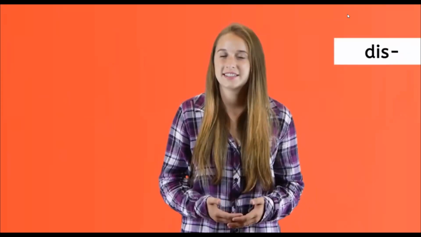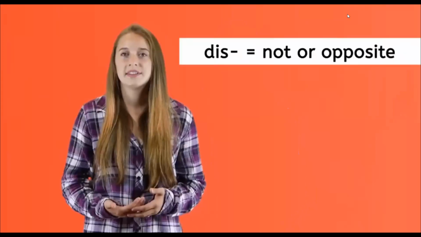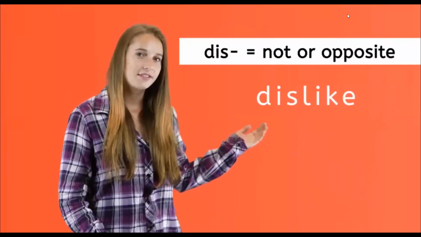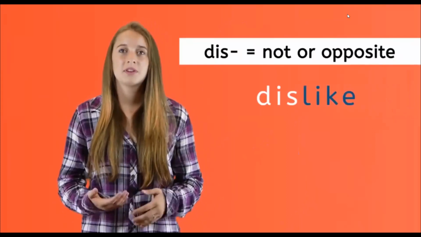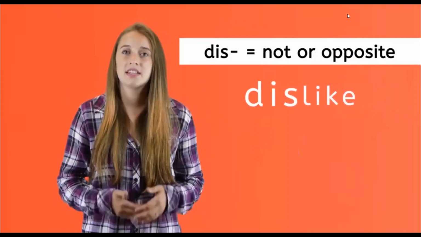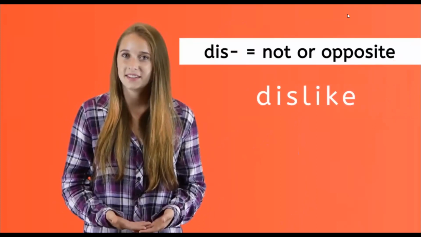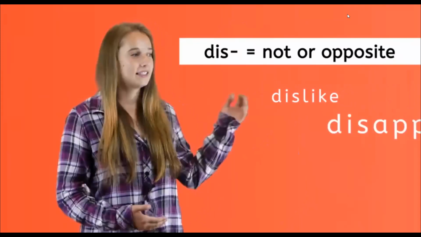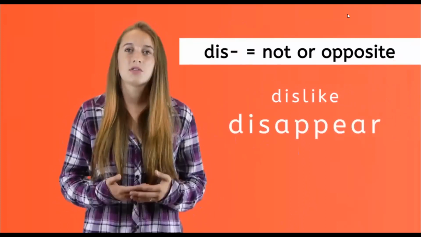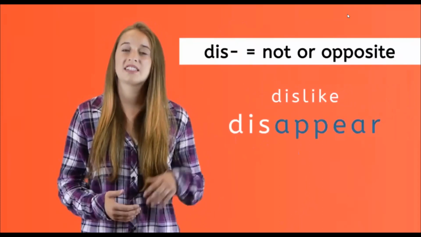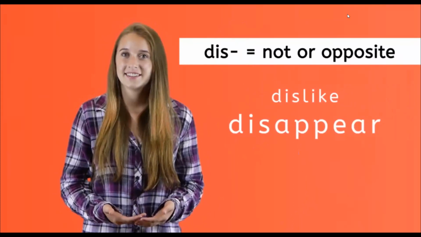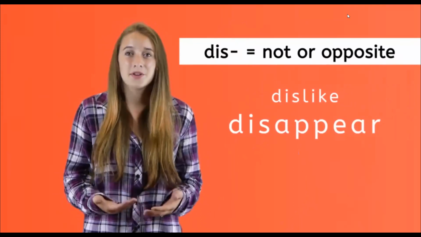The final prefix we are going to look at is dis. Dis means not or opposite, just like the prefix un. An example is dislike. If the root word is like and the prefix is dis, meaning the opposite of, then dislike must mean to not like something. Good. The next word is disappear. If the root word is appear and the prefix is dis, meaning the opposite of, then disappear must mean to make something not appear or to vanish.